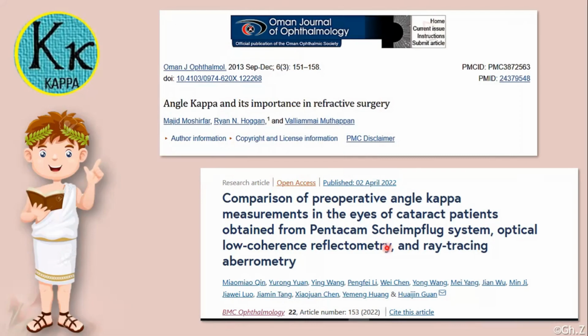So this is a recent paper, from last year, about different machines that might help to measure the angle kappa, but they measure the angle kappa indirectly. This paper is a comparison of different modalities, different machines for measuring the angle kappa. So it has some role in refractive surgery in order to avoid a decentered ablation zone and so on.